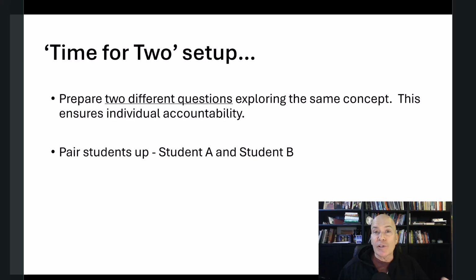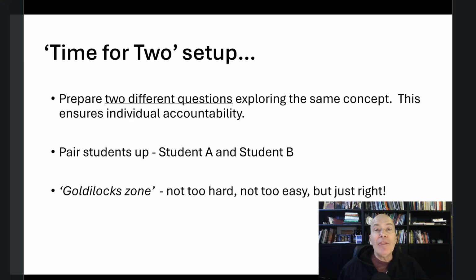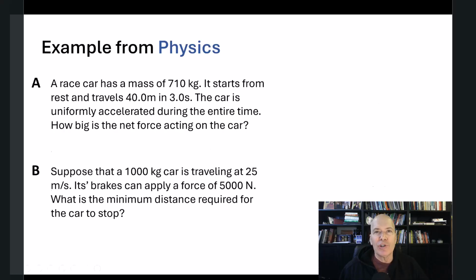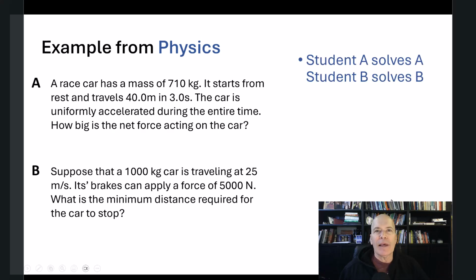So you're going to pair up students, student A and student B, and the two questions are not going to be too difficult. They're not going to be too easy either. They're just going to be just right in such a way that every student will have a measure of success as they solve the problem individually. Now, here's an example in physics. You have two problems here. You don't need to read them, but each student is working on a problem surrounding the same concept. So student A solves problem A and student B solves problem B.